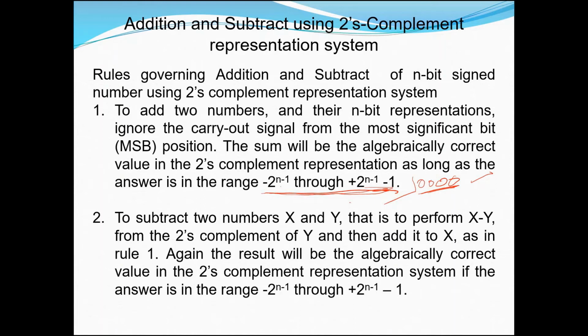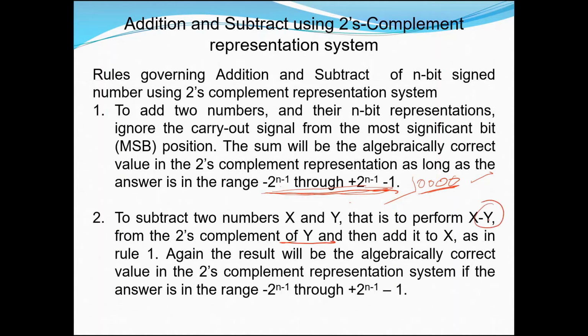Now if you want to perform n-bit subtraction: in addition it was simple, simply take the two numbers, represent them in n-bit representation, and add them. If a carry is generated, just discard the carry, and after discarding the carry, if the answer is within this range, then the answer is correct. Now similar to that, to subtract two numbers, that is to perform x minus y, you have to form the 2's complement of y.